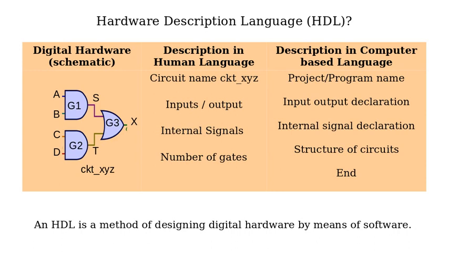Similarly, in a computer-based language or software such as the C language, we can describe the circuit or logic by declaring inputs and outputs and the structure of the program. So we can say that an HDL is a method or a language of designing digital hardware by means of software.